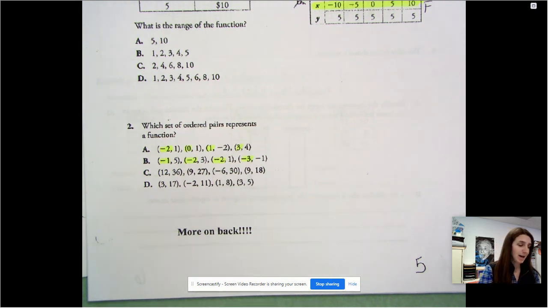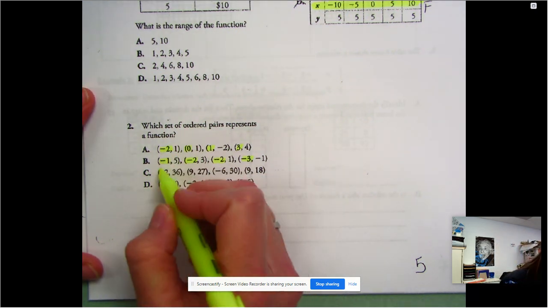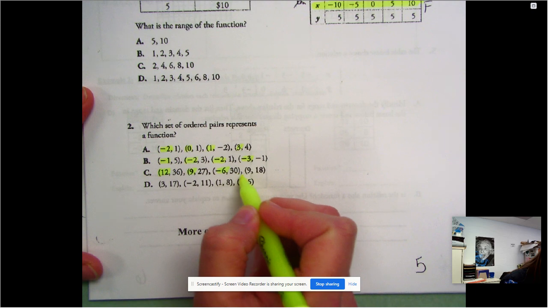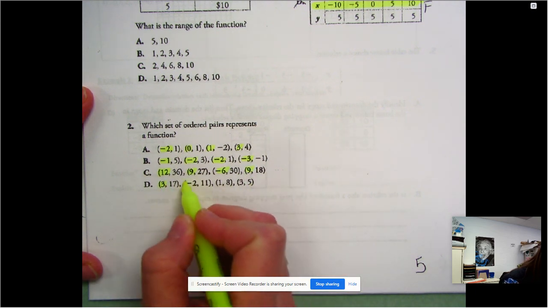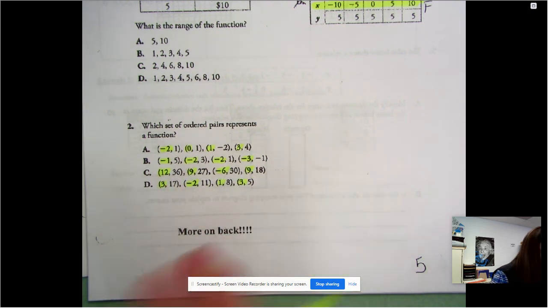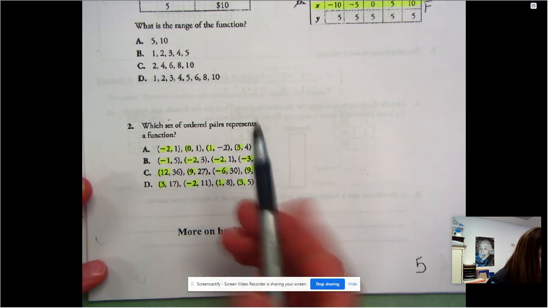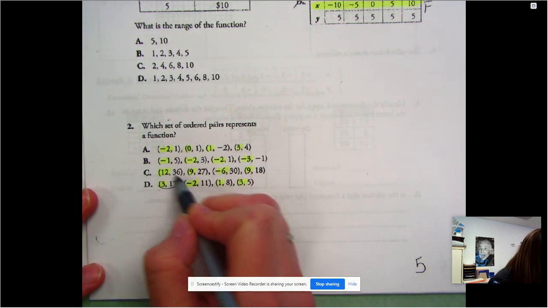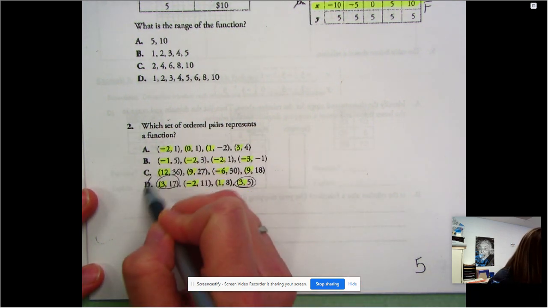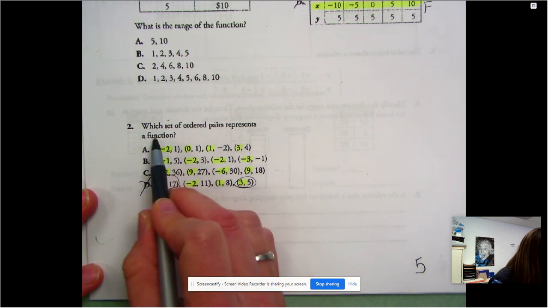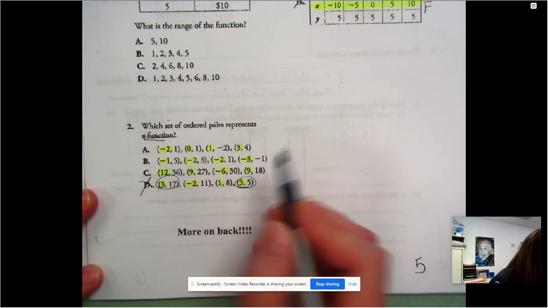Okay, looking at what I've already highlighted, I'm going to continue through. So I have 12, 9, -6, 9, 3, -2, 1, 3. Looking at each set, let's see letter D. I have a repeater here, 3 and 3, so this is not a function. We're looking for the one that is a function.